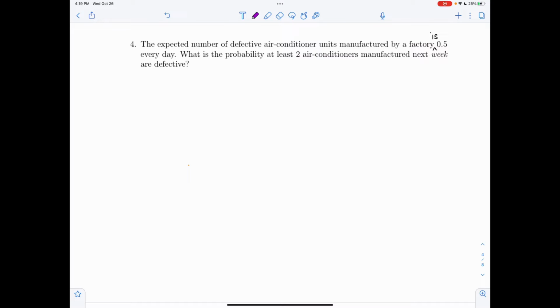So you ask yourself, what kind of random variable is this? And you see the expected number of units that are defective is just half every day. These kind of things are not common occurrences, so you think that this must be a Poisson random variable, where lambda is 0.5 per day. Then the question is about the week. So we have lambda is 7 times 0.5, assuming it's a 7-day week, per week.